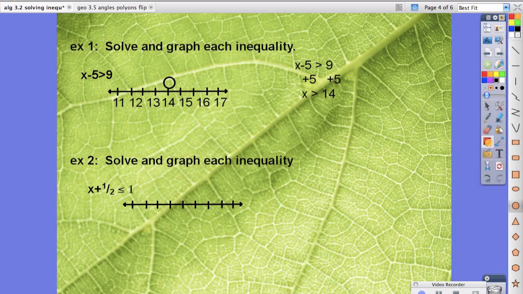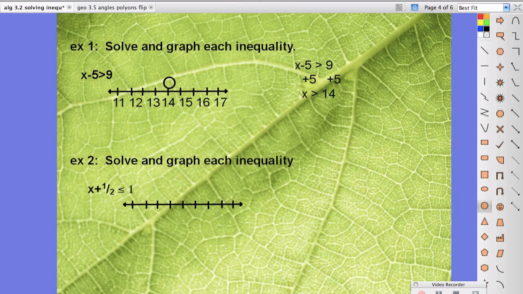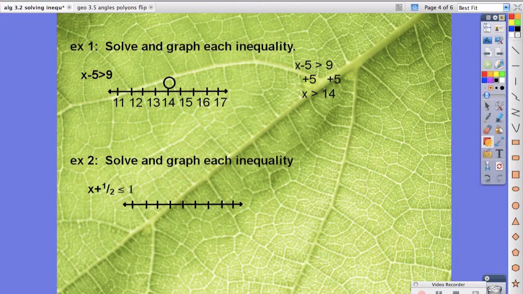And step 2 is decide if it's an open circle or a closed circle. Because there is no line under the inequality, we're going to go ahead and leave it as an open circle. Then we're going to draw our line, and because it says x is greater than 14, we're actually going to go to the right. So that's how we graph example 1.